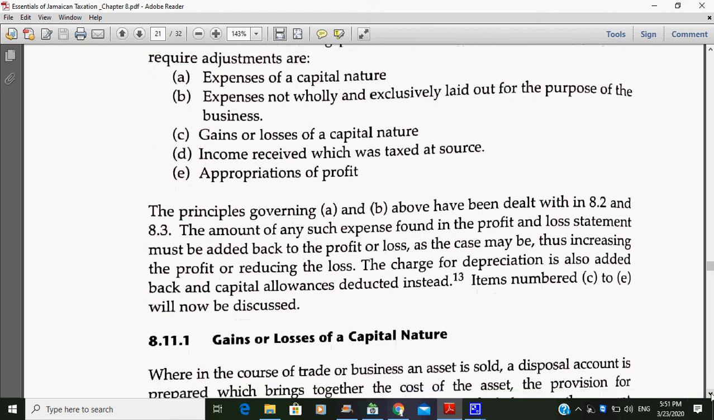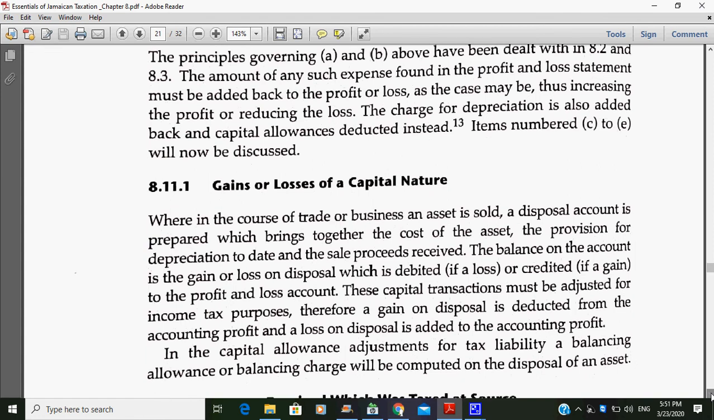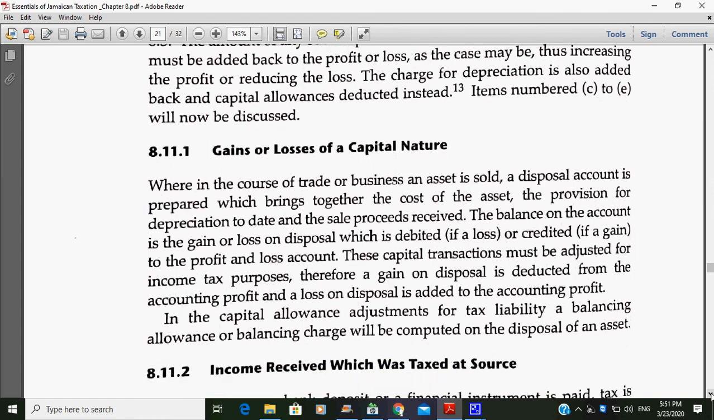Gains or losses of a capital nature now. When an asset is sold in the course of trade or business, a disposal account is prepared, which brings together the cost of the asset, the provision for depreciation to date, and the sales proceeds received. The balance on the account is the gain or loss on disposal, which is debited if it is a loss, or credited if it is a gain to the profit and loss account. This capital transaction must be adjusted for income tax purposes. Therefore, a gain on disposal is what? Deducted from the accounting profit, and a loss on disposal is what? Added to the accounting profit.